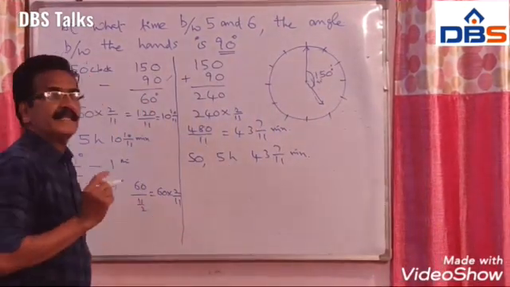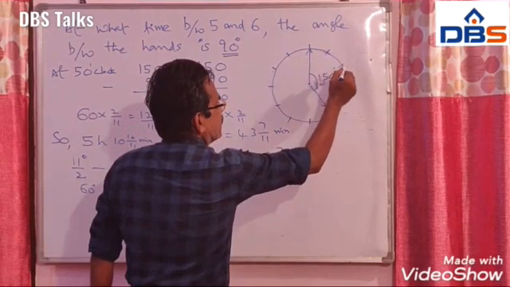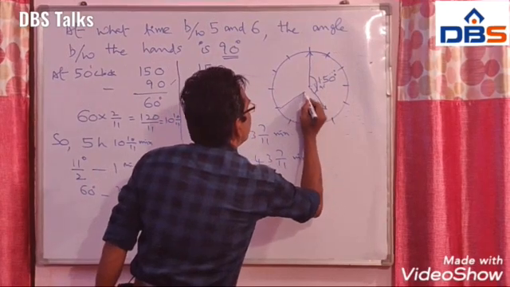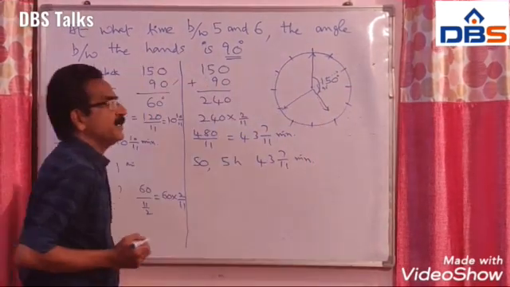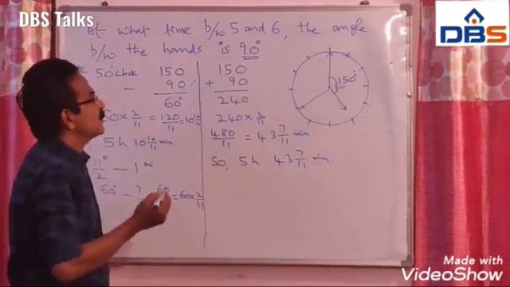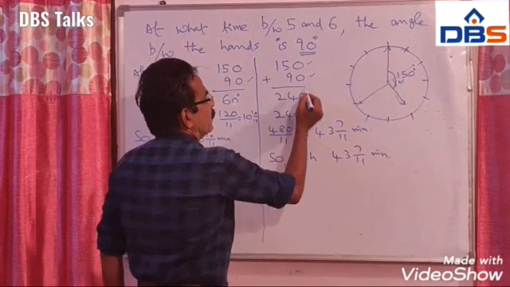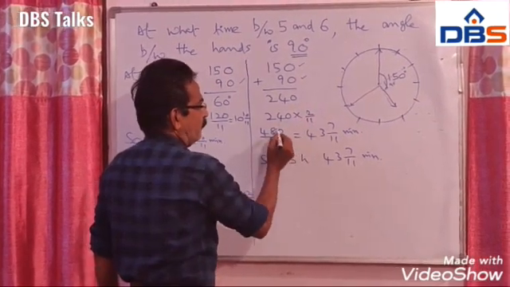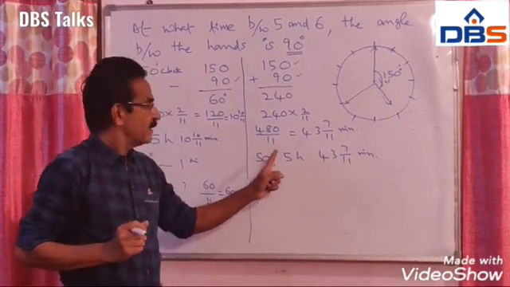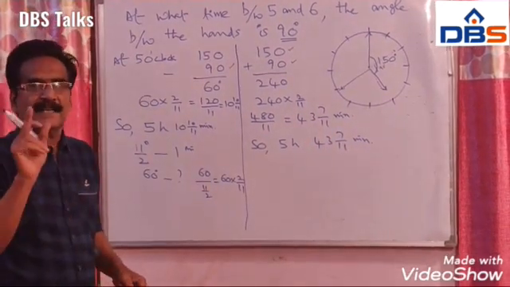See, again, the second time, the minute hand rotates 150 plus 90. If the minute hand rotates 150 plus 90, again there is a possibility of getting an angle of 90 degrees between the hands. Let us consider that case also. So the minute hand must rotate 150 plus 90, 240. 240 into 2 by 11, 480 by 11, 43 and 7 by 11. So again at 5 hours 43 7 by 11 minutes, the angle between the hands will be 90 degrees.